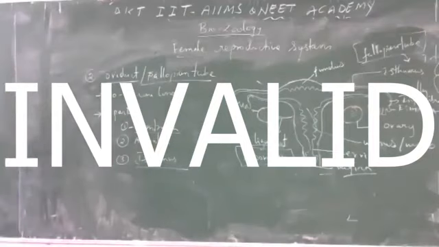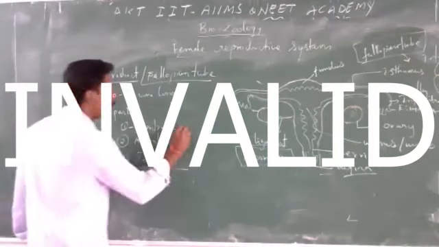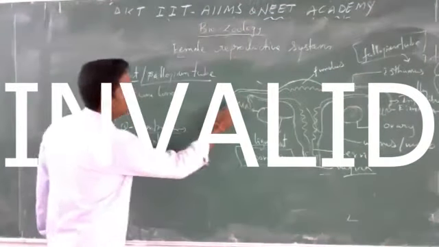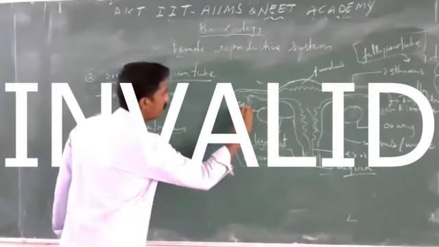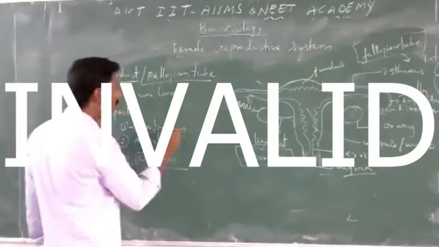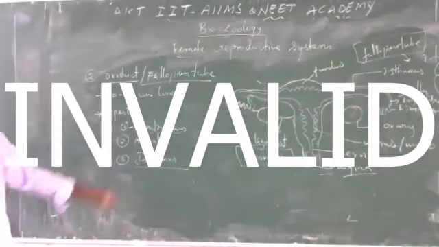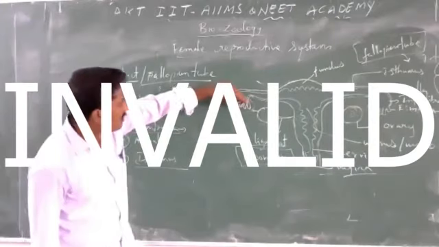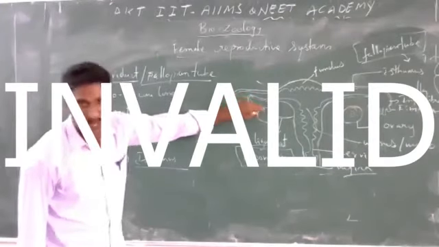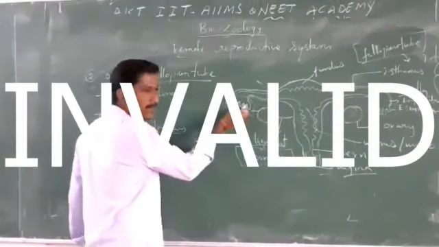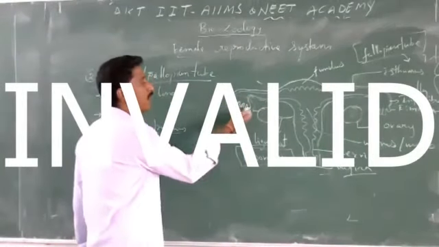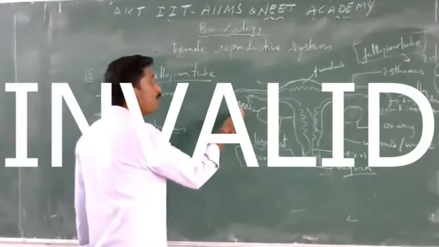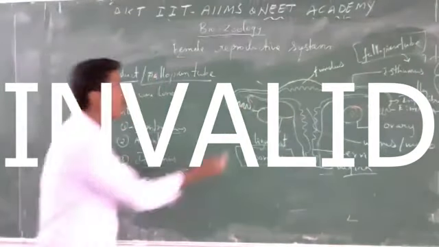fimbriae. The fimbriae are finger-like projections. When you look at the picture, you can see the finger-like projections. This projection is called fimbriae. It is present in the body cavity and extends to the periphery of the ovary. So what is the use of fimbriae? The fimbriae are used to collect the ovum from the ovary.